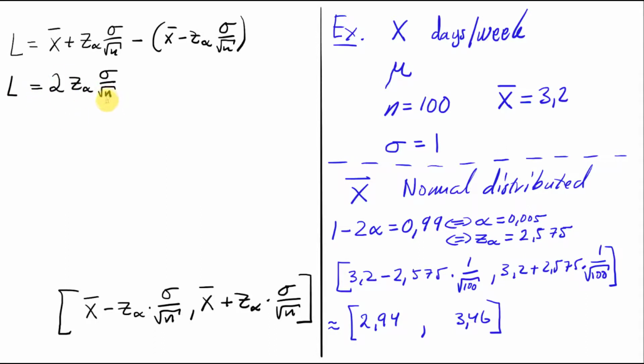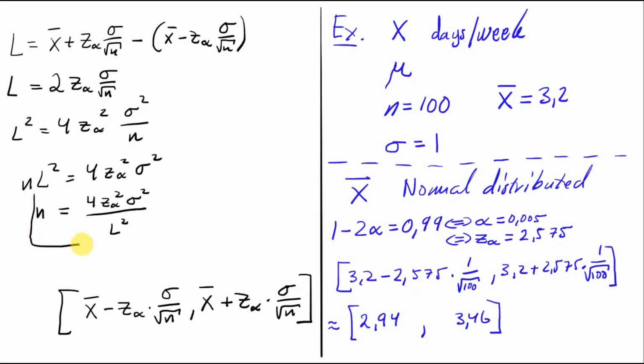Let us solve for n here. That is, we want n to be alone on one side. So if you square both sides, we get rid of the square root. So we get this here. And then we multiply up here, n, and divide by L squared on both sides. So see, we have arrived at this formula for n. That means if I want to have a confidence interval with the width of L, then I need to do n observations given by this.